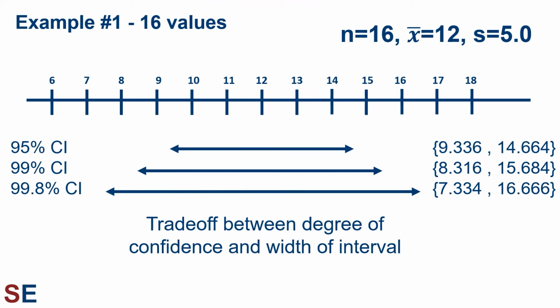Let's take a look at the 3 confidence intervals we just calculated. When we wanted an interval with a greater degree of confidence, we had to use a smaller alpha value, which resulted in a larger t-value, which meant our interval was larger. There's a trade-off between the degree of confidence we have in our interval and the width of that interval. This makes conceptual sense. If we put a larger interval around our sample mean, then we're more confident that that interval will include the population mean.